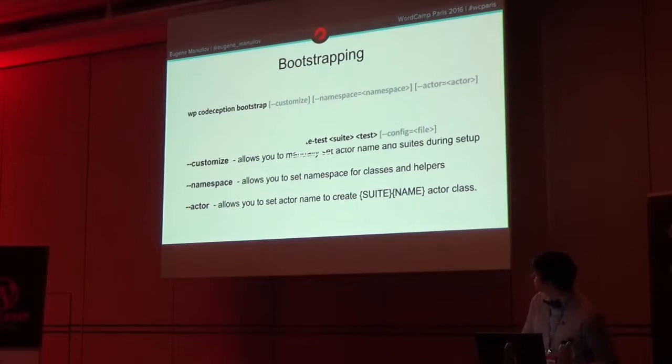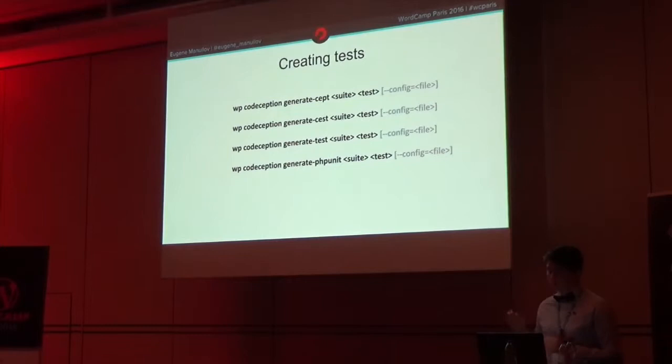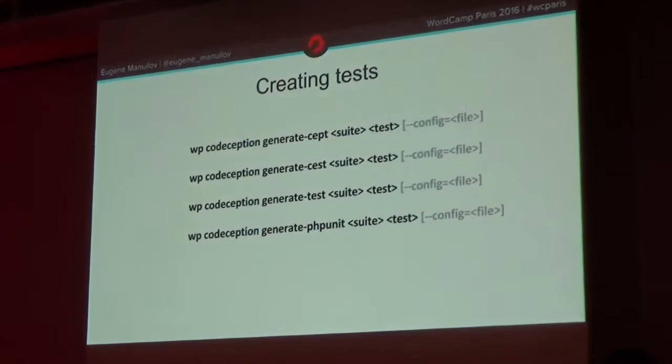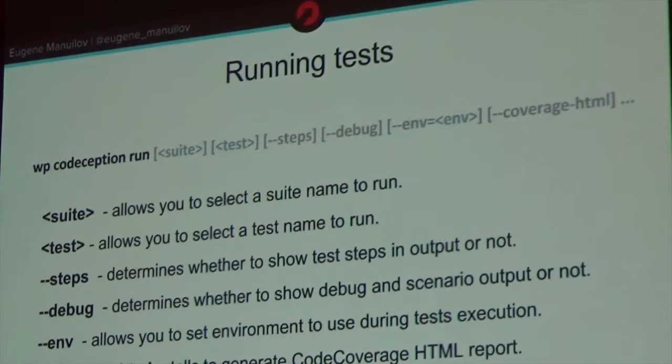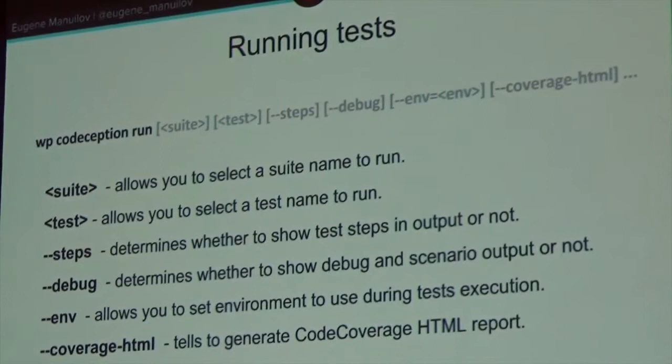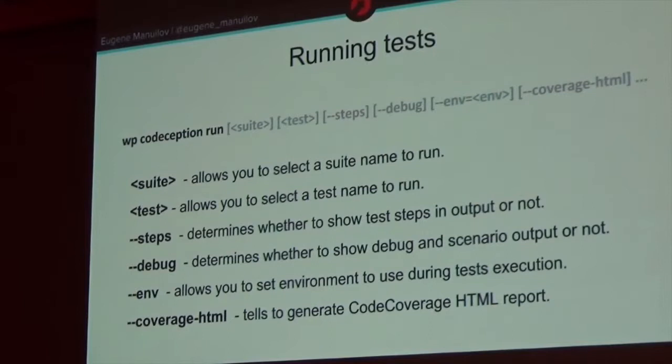To create tests, you can use one of these four commands. I don't want to go into details and explain the difference between them. You can check it in the documentation. It's a slight difference. So let's go to the next command. It's Codeception run. It will run all tests which you have in your projects. You can specify which suite you want to run and what test you want to run. You can also define different environments and run your tests in different environments.